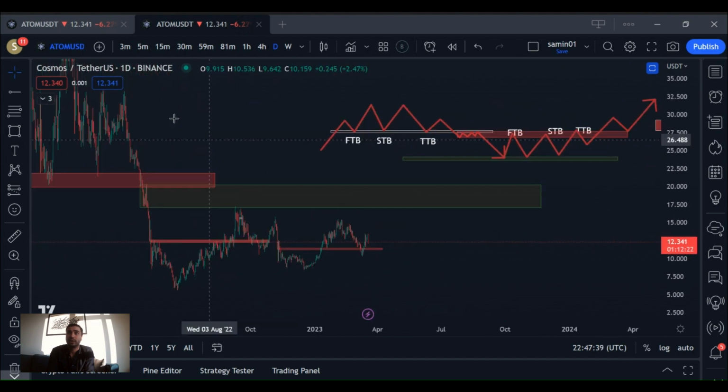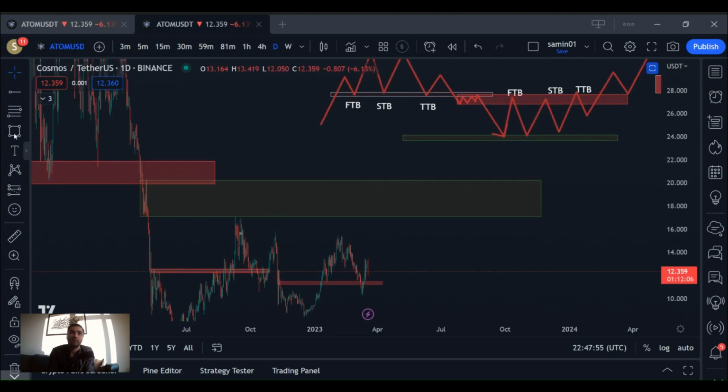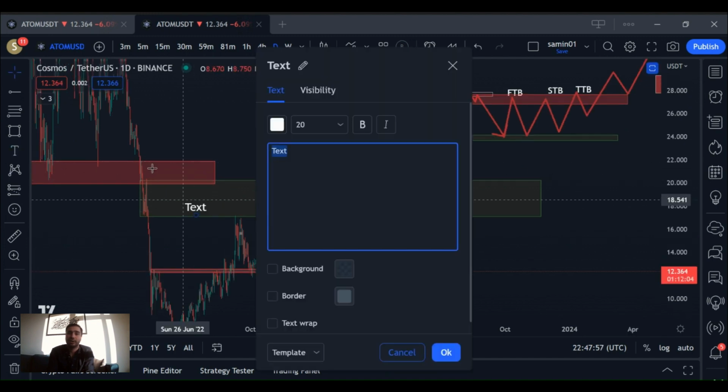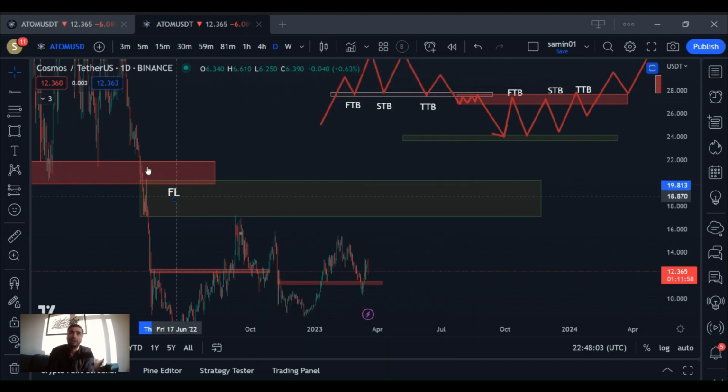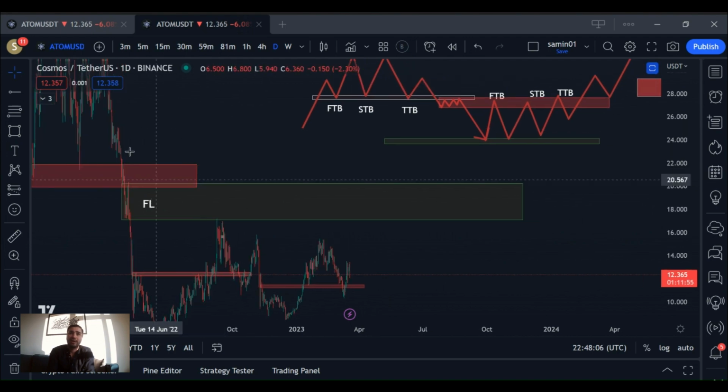See this one. This is the first time back when the price breaks this SNR, makes one flag in here, comes here, and the first time back, second time back, and like this. Okay, we say this area is a FL, flag limit. Okay, this is for the RTM strategy, and we have a flag limit also in here.